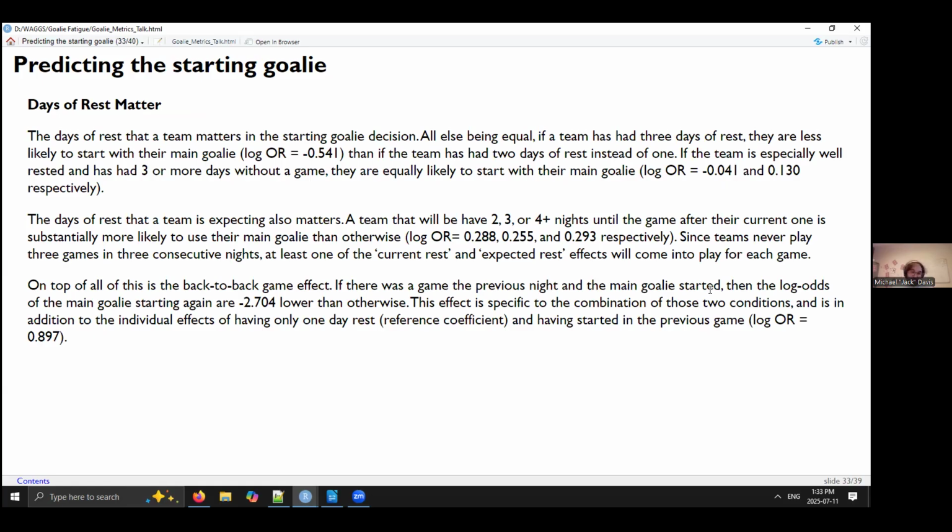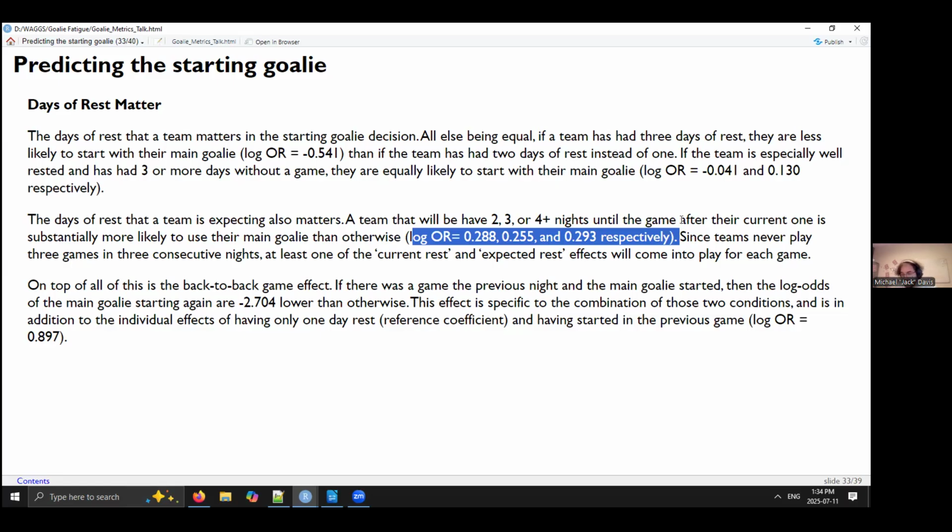Days of rest matters too. If a team has had 3 days of rest, they're less likely to start their main goalie than if the team has had 2 days of rest. If they've had 2 days of rest, they're equally likely to start compared to having just a single day of rest. Also the days of rest that a team is expecting matters, because they know their schedule in advance too. If they know they're going to have a break coming up, then they're more likely to use their main goalie now.